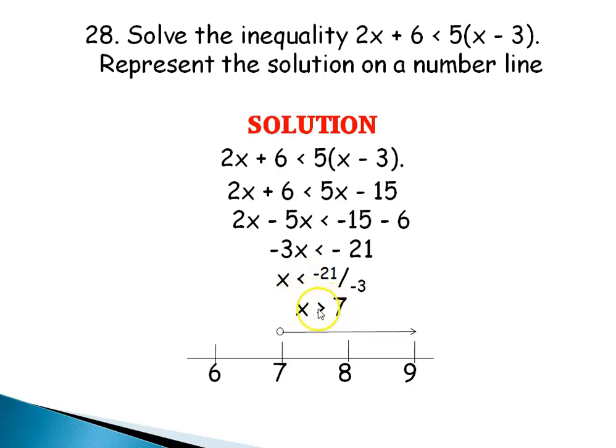x greater than 7. Alright, the second part of the question says represent your solution on a number line. So this is my number line: 6, 7, 8, 9. When my arrow moves to the right, it shows that it's increasing. When it moves to the left, it shows that it is decreasing. So since x is greater than 7, my arrow will move here to show that it's greater than 7, and then my point will be on 7. x greater than 7. Good.